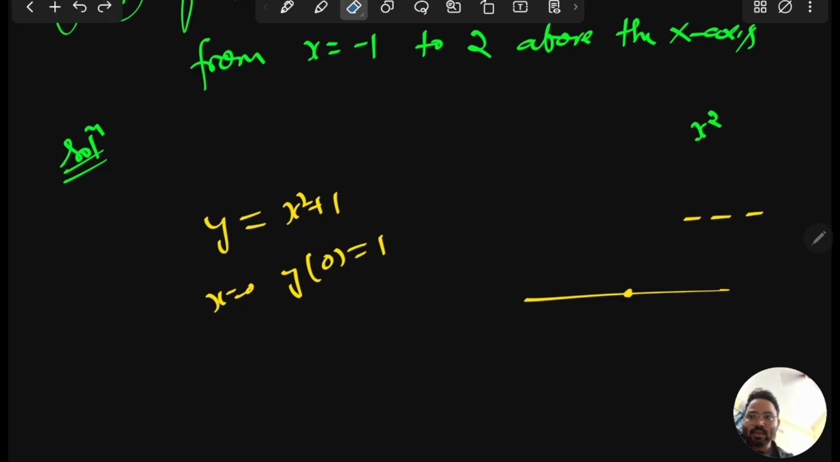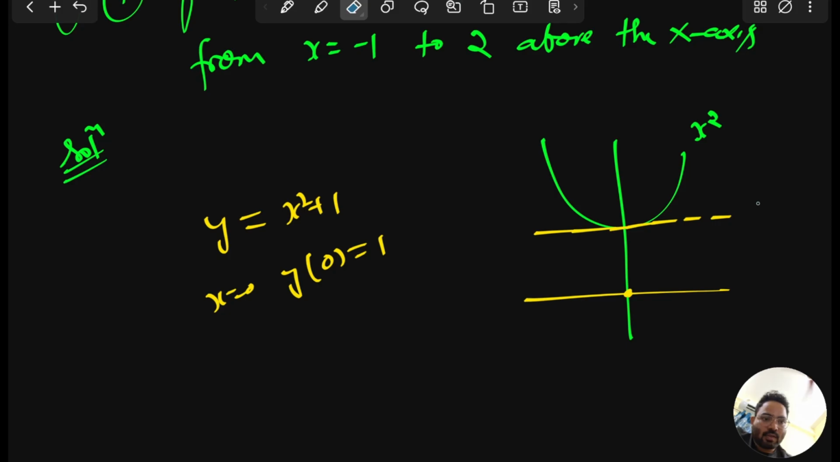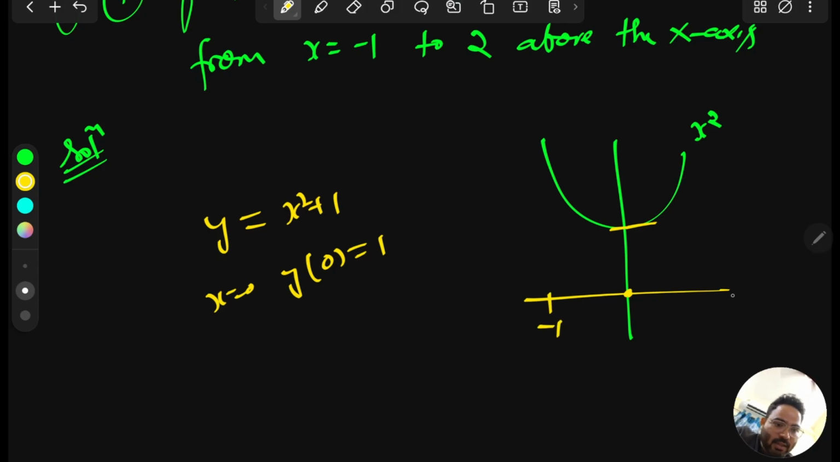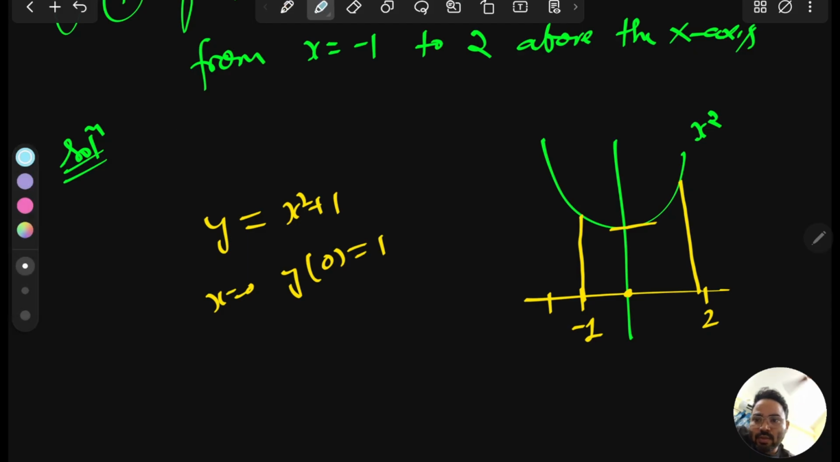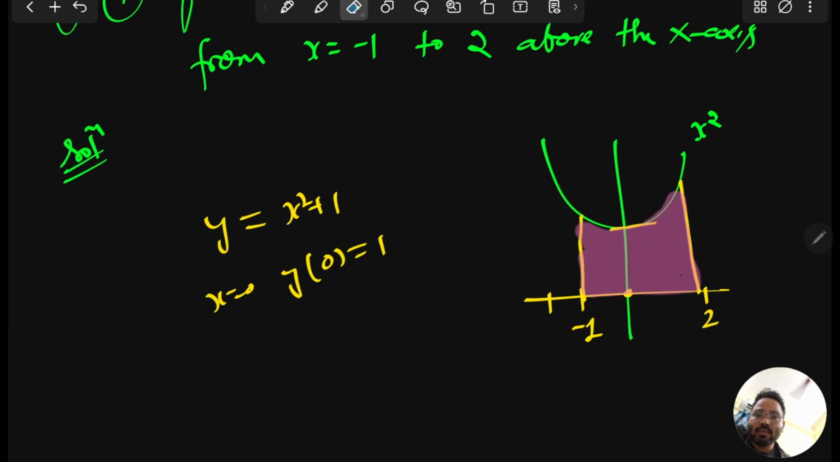We have to find out the area from minus 1 to 2 under the x-axis. So minus 1, let's take it this side, and 2, let's take this side. So from minus 1 to 2, we have to find out the area under this curve. This is the area we have to find out. So let's start with the question.